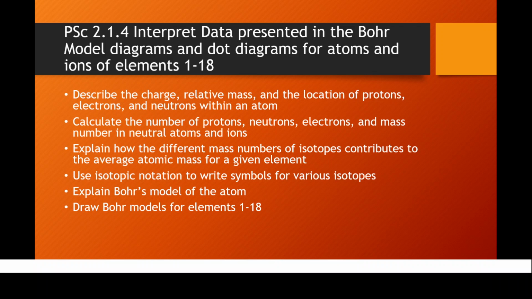You guys should be able to use what's called isotopic notation to write chemical symbols for various isotopes. You should be able to explain the Bohr's model of the atom. And by the end of this unit, you should be able to draw Bohr models for elements 1 through 18. Okay, now in order for us to get to that point, we've got to talk about a couple of other things first. So let's go ahead and dive into an introduction on atoms, what they are, and what pieces of information that they tell us.